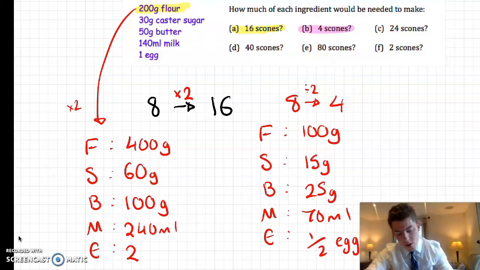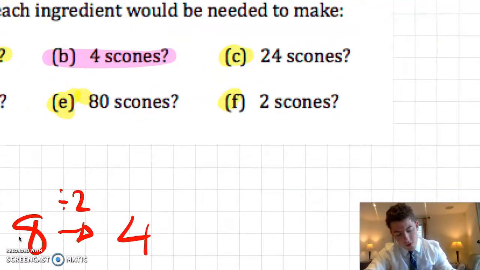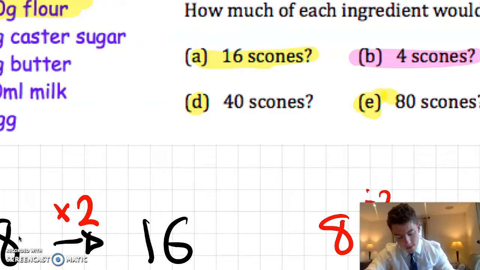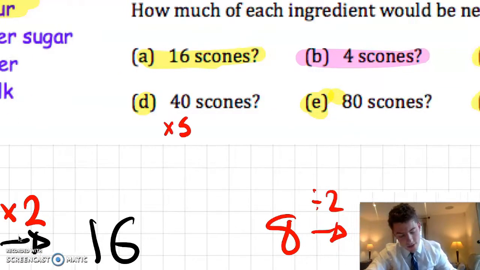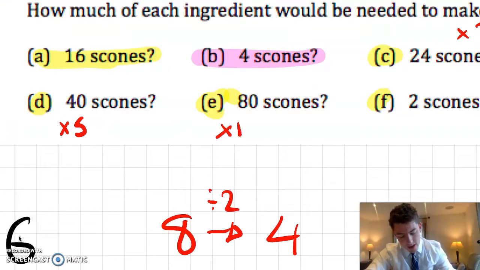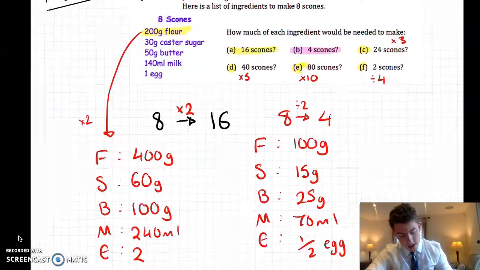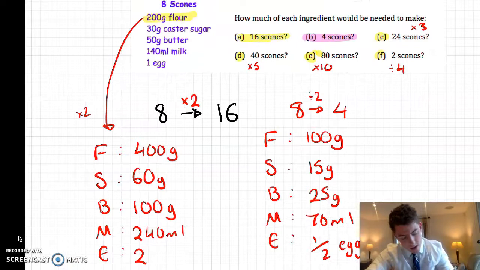Same thing. So question C, we're not going to go through 9 of these. So everything you have for 24, we're going to multiply it by 3. 8 to 40, times it by 5. E, everything you times it by 10. And 2 scones, you divide everything by 4. So let's just do the last one, F. So we do 2 over 8 equals a quarter. So you can either times everything by a quarter or divide it by 4.